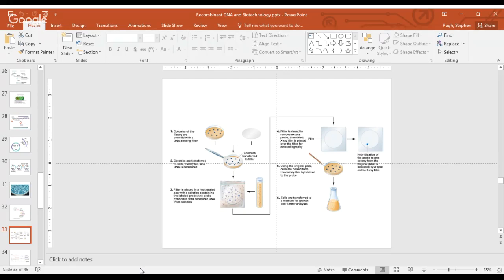and we can isolate that colony and grow it in culture. And now we have a colony that we know has the gene of interest because it has DNA that is complementary to our probe. And that probe was constructed from our gene of interest.